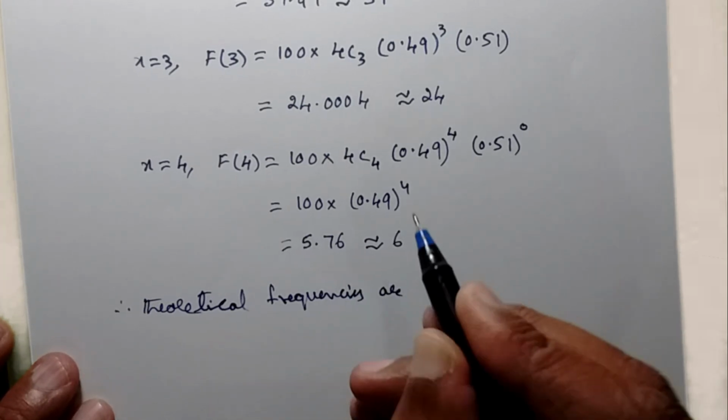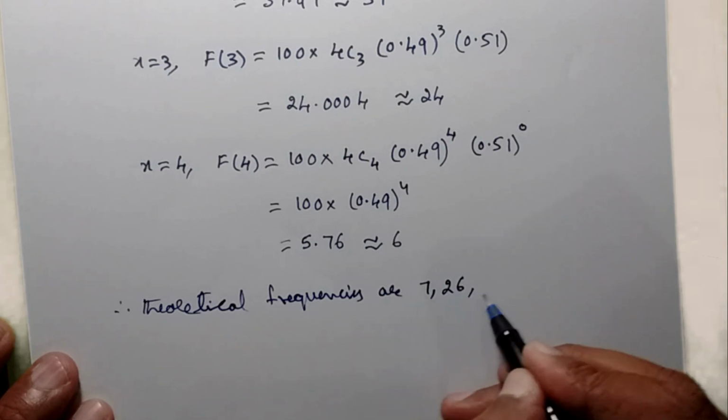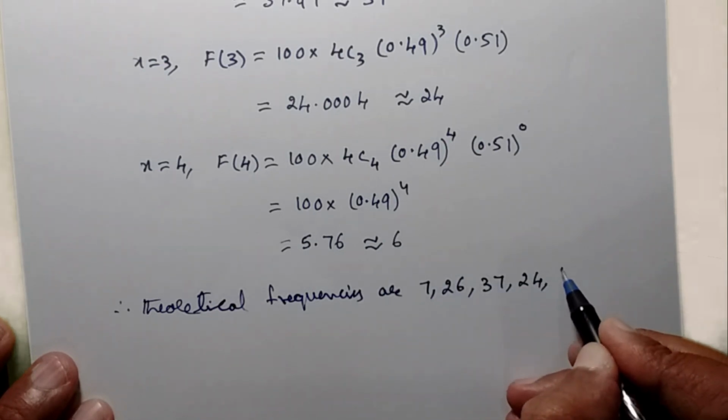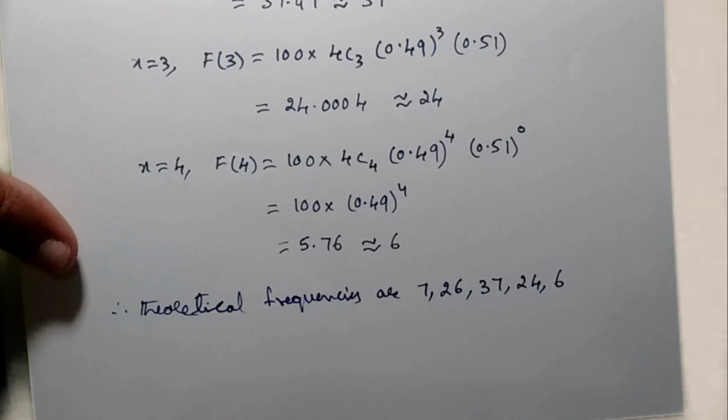Theoretical frequencies are, starting with the first value when x is 0, it was 7. Next you have 26. Next you have 37. Next you have 24. Next you have 6. So these are the theoretical frequencies. So the binomial distribution is complete.